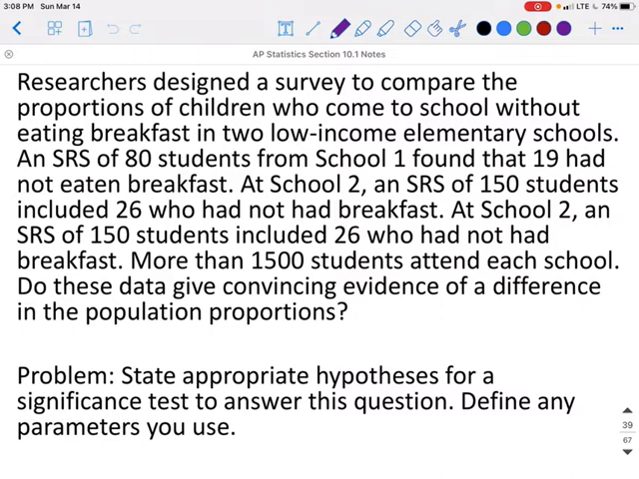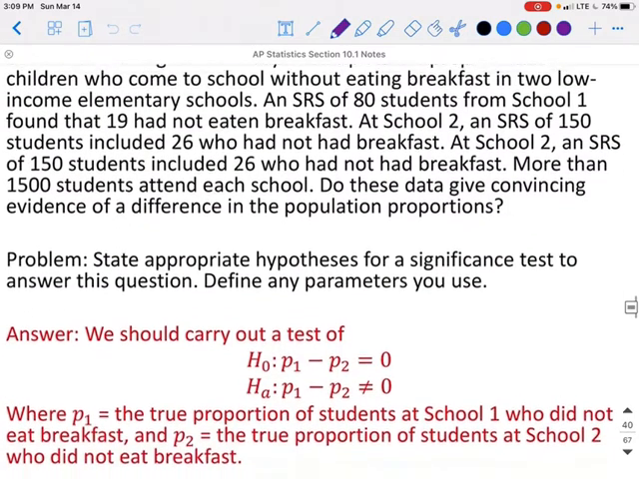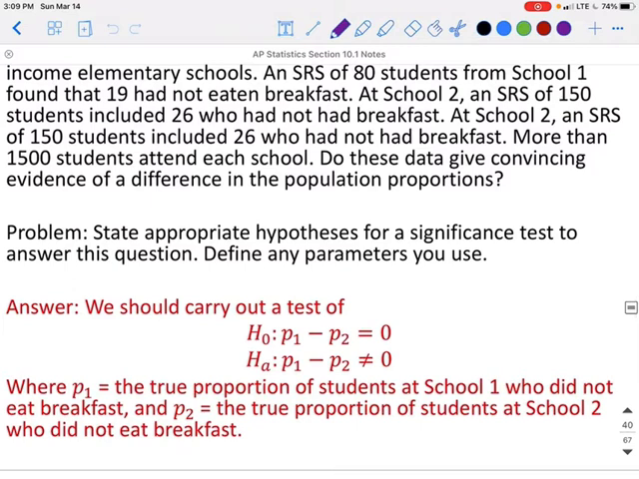So we need to state appropriate hypotheses for the significance test to answer this question. Define any parameters you use. Our null hypothesis is that there's no difference, so p1 minus p2 equals 0. For the alternative hypothesis, we don't know which school would have a higher proportion who don't eat breakfast. We just assume they're not the same, so we let our alternative hypothesis be that p1 minus p2 does not equal 0, where p1 is the true proportion of students in School 1 who did not eat breakfast, and p2 is the true proportion of students in School 2 who did not eat breakfast.